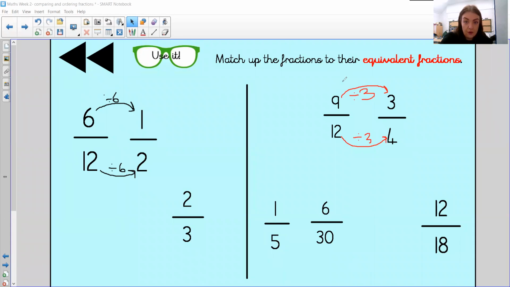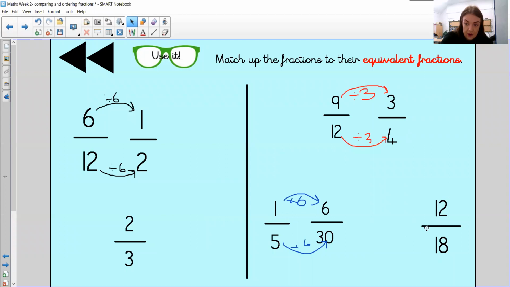Let's change the colour. Let's go for blue. So what has happened there? I have got 6 times as many parts, so that's got 6 times bigger. So 5 times 6: 5, 10, 15, 20, 25, 30. There we go. So I've got 6 times as many parts, but they are still equivalent because they still show me the same amount.